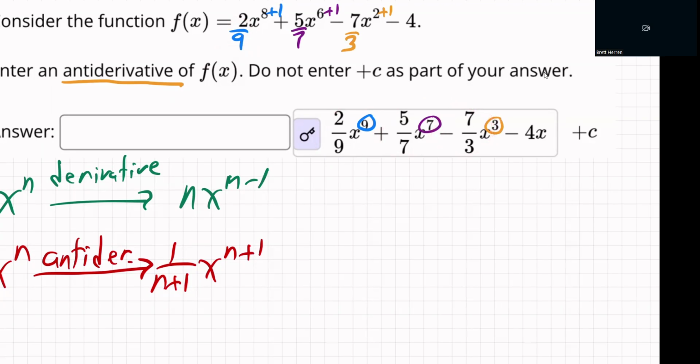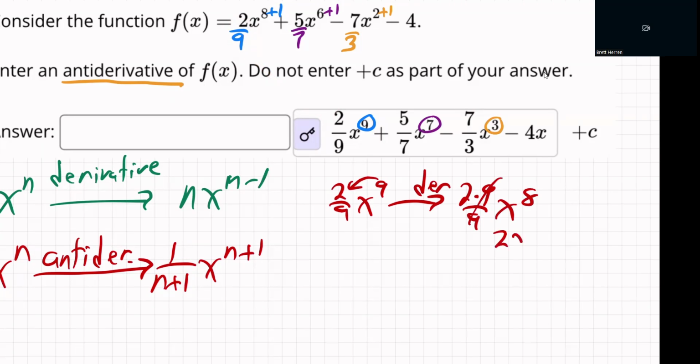Now, the last one's a little tricky. So let me first show you. Think about it. What if we went back the other way? What if we took the derivative? If I took 2/9 x to the 9, just that part, and I took the derivative, what would it be? Well, the 9 would come down. So that would be 2 times 9 over the 9 that's already there. And you subtract 1 from the power, so it'd be 8. These would cancel. It would be 2x to the 8th, which is what it was before.